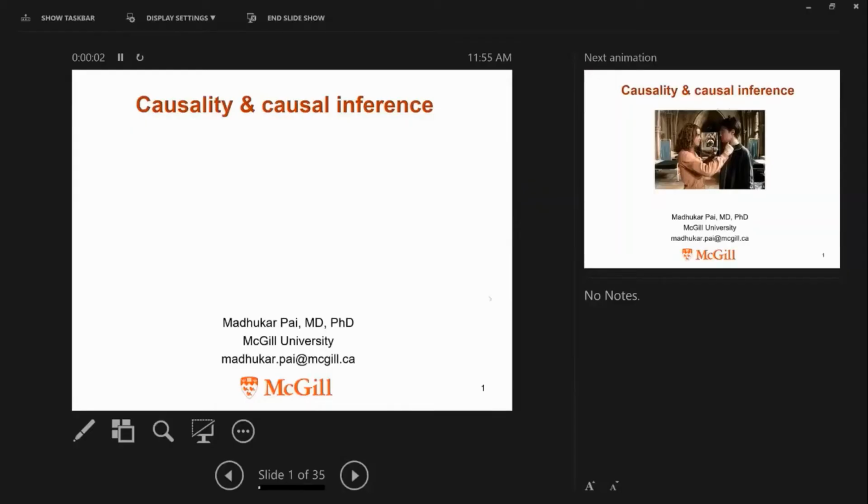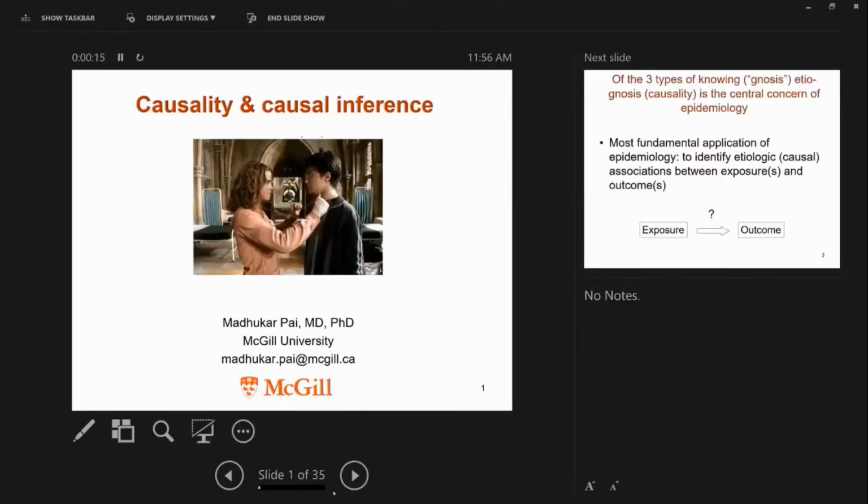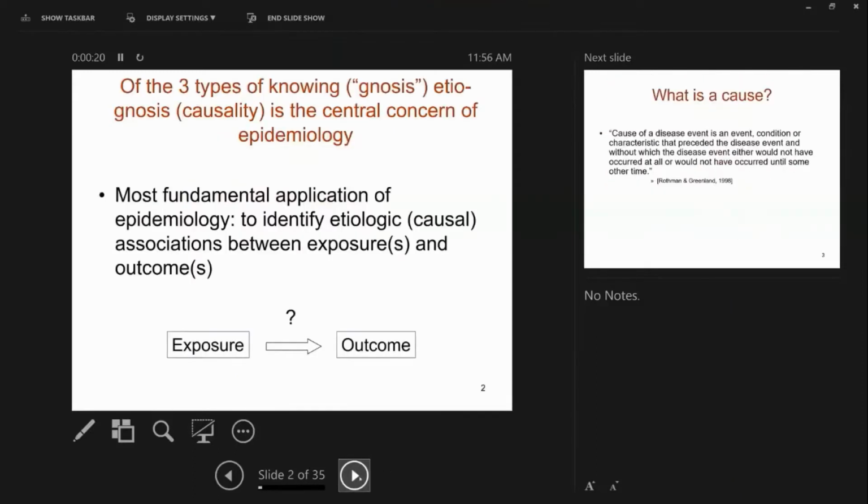So in this talk, I already laid the foundations for what causality and causal inference mean, and I will expand on that in this presentation. I already told you of the three types of knowledge. Causality is what every epidemiologist is fundamentally concerned with: is there a relationship between some exposure and some outcome of interest? All our research aims to clarify that fundamental causal link between an exposure and an outcome.